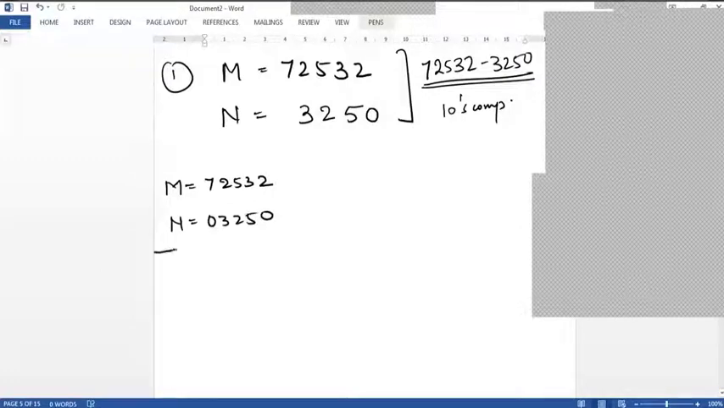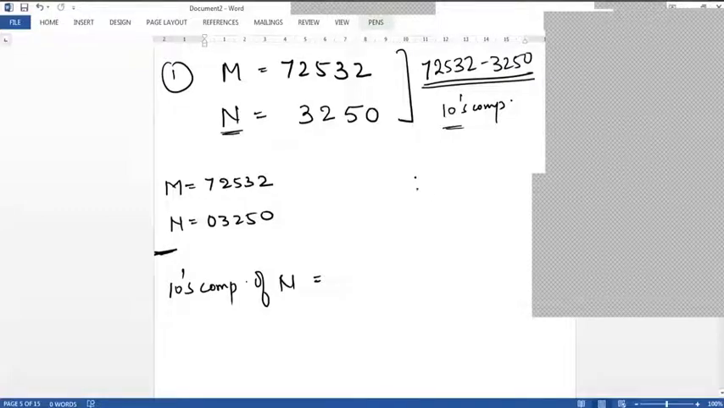What is the next step? Find the r's complement of n. What is the r's complement of n? Here we have to find the r's complement, that is, the tens complement of n. Quickly tell me through the shortcut method, what would be the tens complement of n?